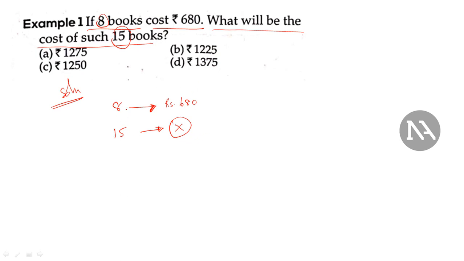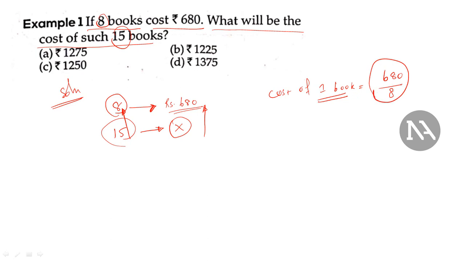So here the quantity is increasing, so the price should also increase. Initially it was 8 books, so 680. Now 15 books means definitely the answer will be more than 680, right? So for that, first what do we have to do? We have to find out the cost of one book. This is the unit quantity. The cost of one book is 680 divided by 8. I'm not going to simplify it. I'm just going to keep it as it is, as a fraction.